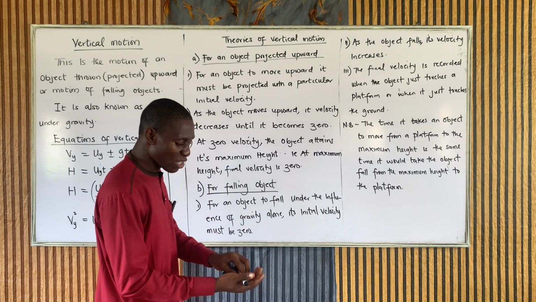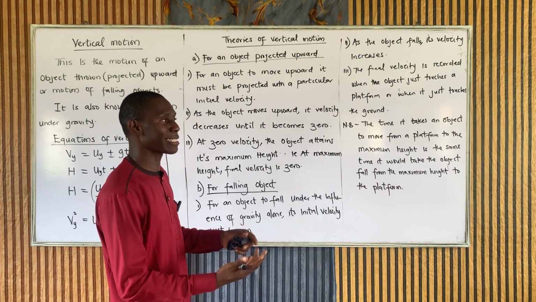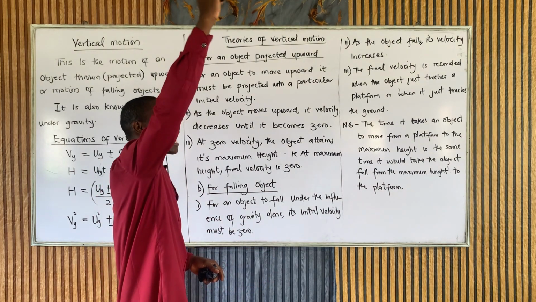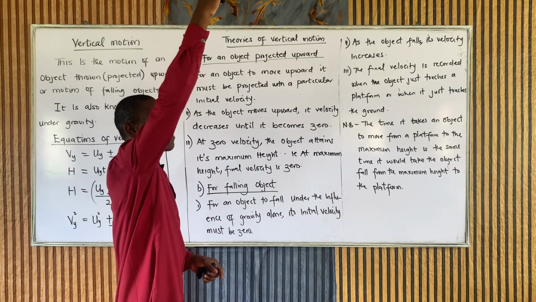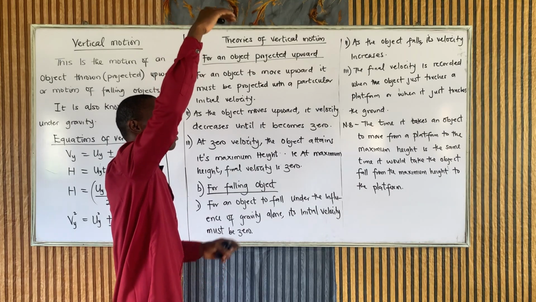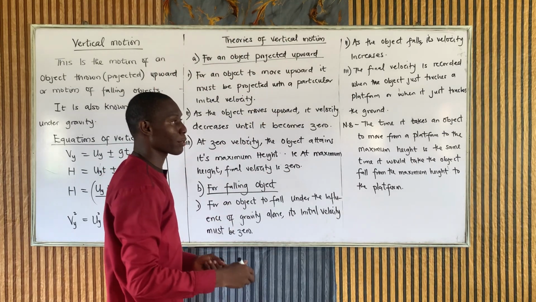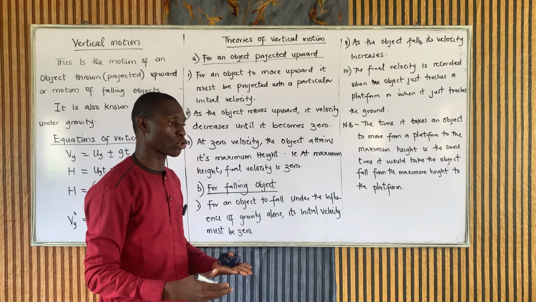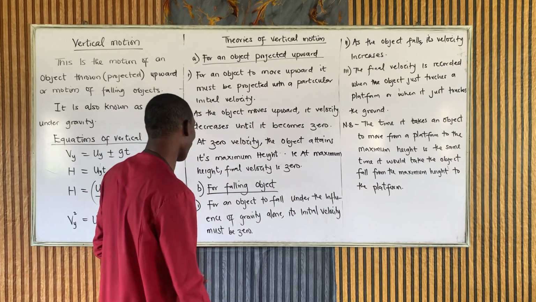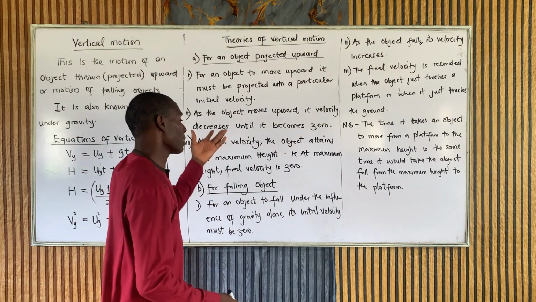So the velocity with which it leaves my hand is the initial velocity. And the velocity it has when the object has attained its maximum height becomes the final velocity, if I'm considering from when I throw it to when it attains the maximum height. So that's that about when the object is thrown upward.